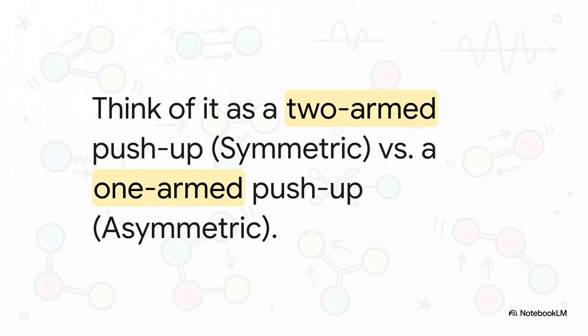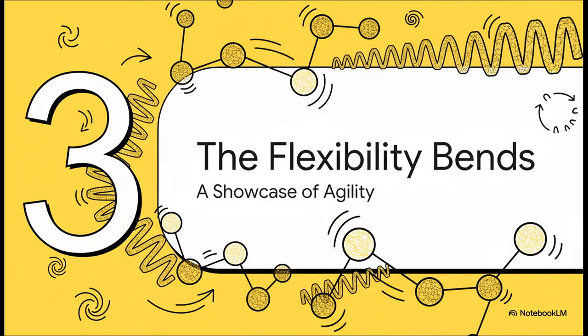Here's a really easy way to picture it. Symmetric stretching is like a perfect two-armed push-up, where the bonds stretch and contract at the exact same time in perfect sync. Asymmetric stretching, that's more like a one-armed push-up. One bond is contracting while the other one extends. So it's the same type of move, but a totally different rhythm. All right, we've covered the power moves. Now it's time for the second category, the flexibility bends.